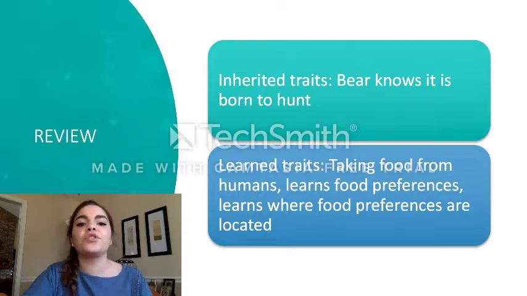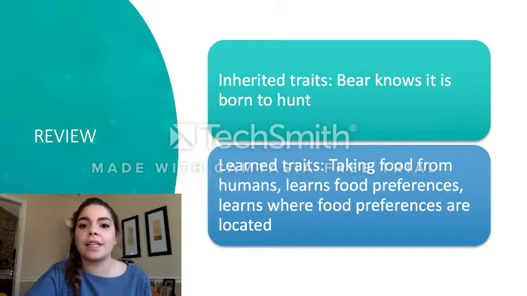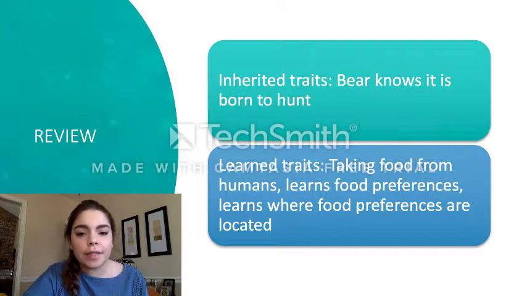Okay, lastly, we're going to review quickly inherited traits and learned traits with an example. The example I have is a bear. Bears are born to hunt, and they know that. It's not likely that a bear is going to go over and hug humans instead of chasing them or biting them. They are born knowing that they're hunters. So that would be their inherited trait, because that is something they're born with that is passed down from bear to bear to bear.